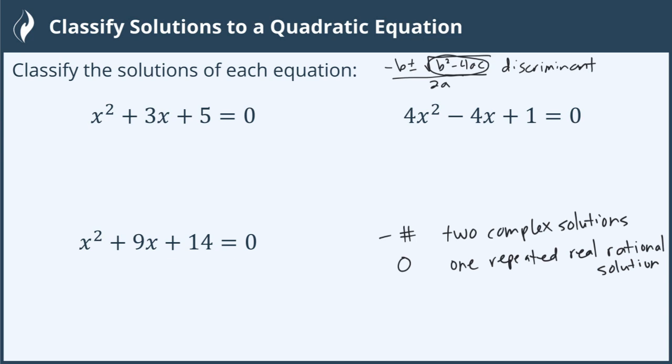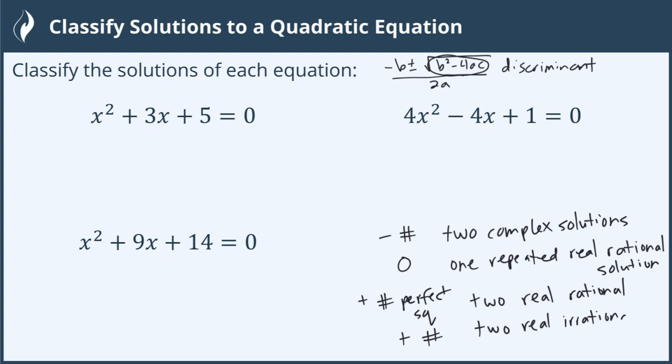And if we have a positive number that is a perfect square, which means a 4, a 9, a 16, and so on, something you can take the square root of, we will have 2 real rational solutions. It means we're going to simplify all the way down to a fraction. And then if we have a positive number that's not a perfect square, we will have 2 real irrational solutions, which means we're still going to have a square root in our answer. So those are our 4 choices.